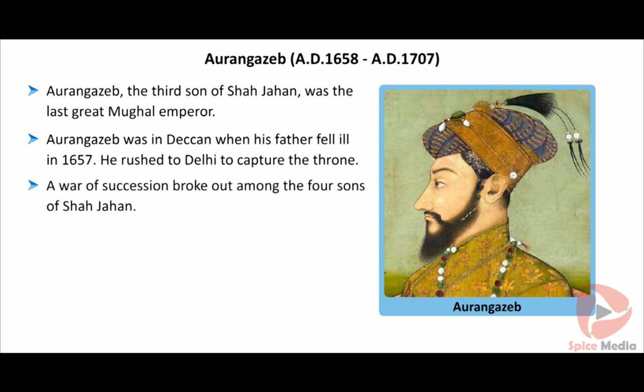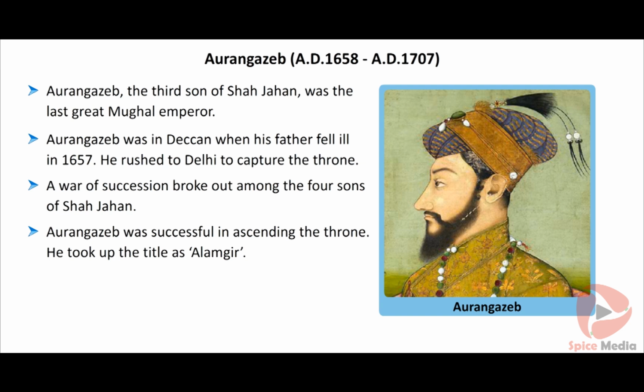A war of succession broke out among the sons of Shah Jahan. The sons of Shah Jahan were Dara, Shuko, Shah Shuja, Aurangazeb and Murad. Aurangazeb was successful in ascending the throne after killing his 3 brothers and imprisoning his father. He took up the title of Alamgir.